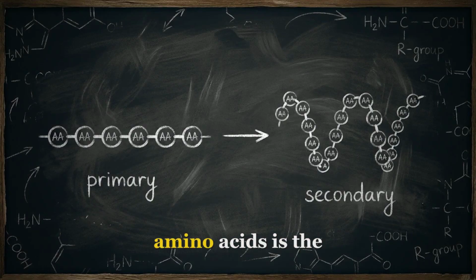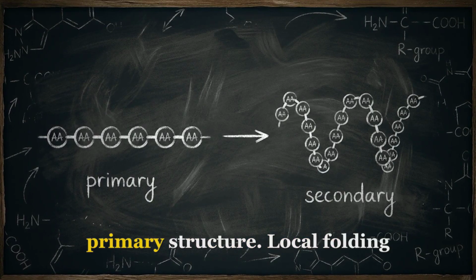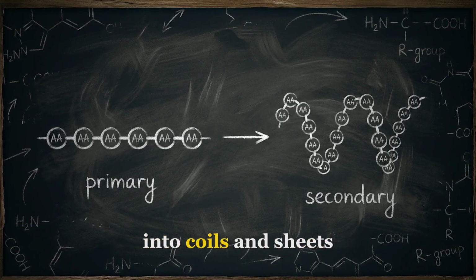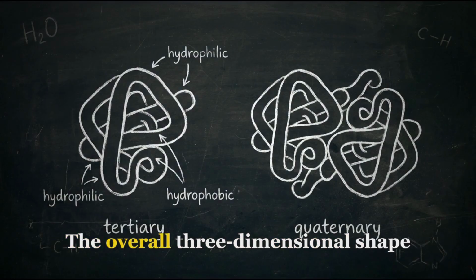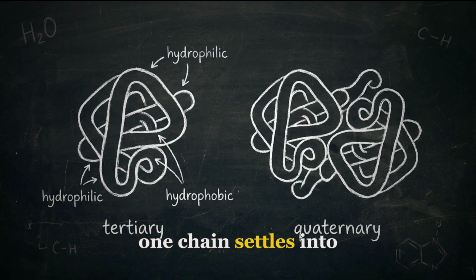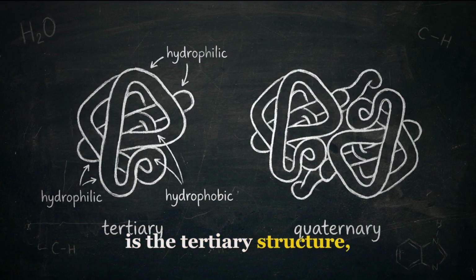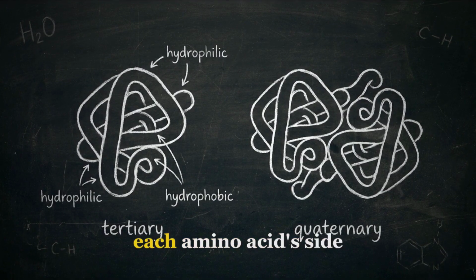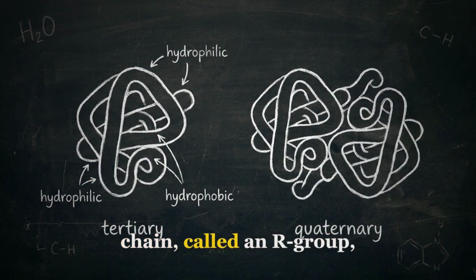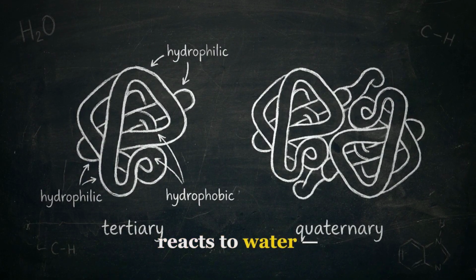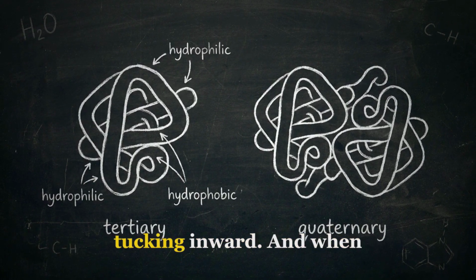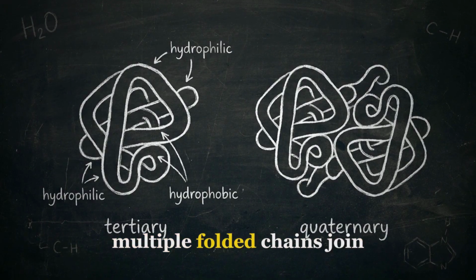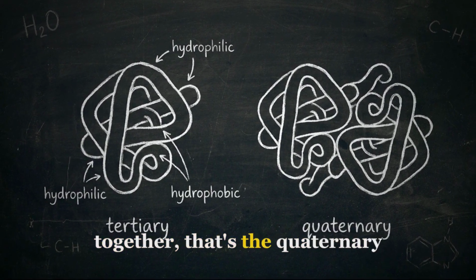The exact order of amino acids is the primary structure. Local folding into coils and sheets is the secondary structure. The overall three-dimensional shape one chain settles into is the tertiary structure, driven largely by how each amino acid side chain, called an R group, reacts to water, some hydrophilic and reaching outward, some hydrophobic and tucking inward. And when multiple folded chains join together, that's the quaternary structure.